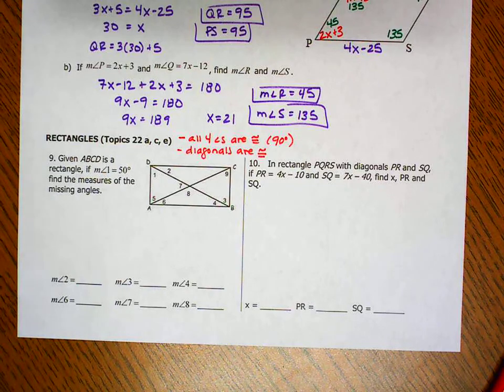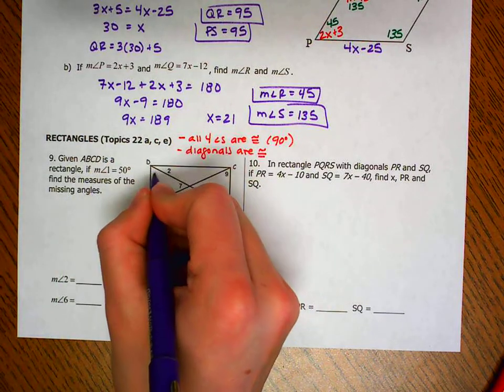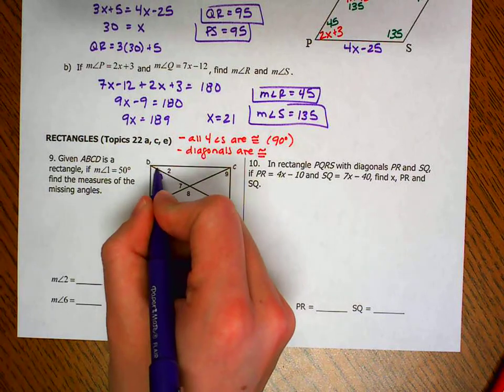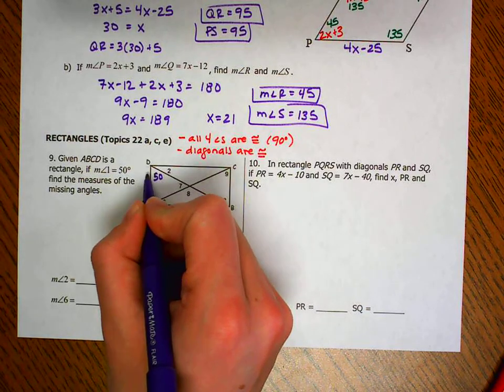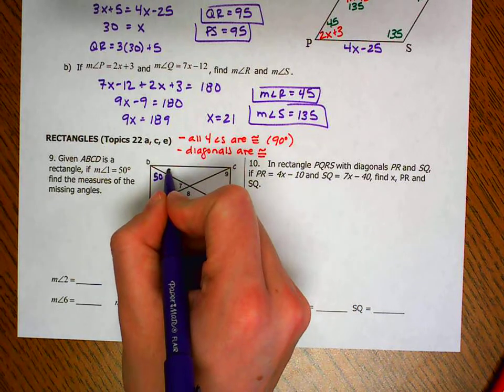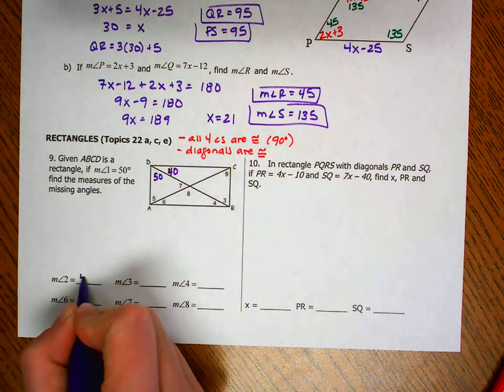So let's see what they've told us. We know that the measure of angle 1 is 50 degrees, so here's a 50-degree angle. Well, we know that this angle together has to be 90. That's what a rectangle is. All 4 of the big angles have to be 90 degrees, so that means that this has to be 40 degrees. So angle 2 is 40 degrees.